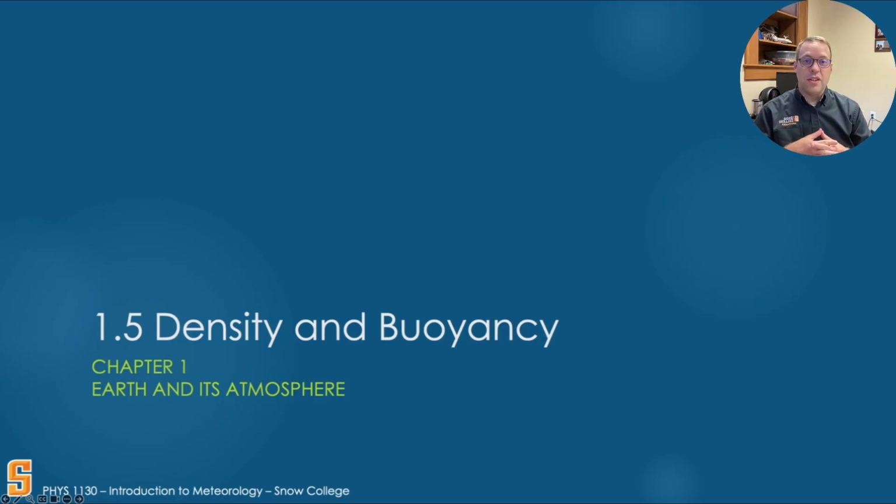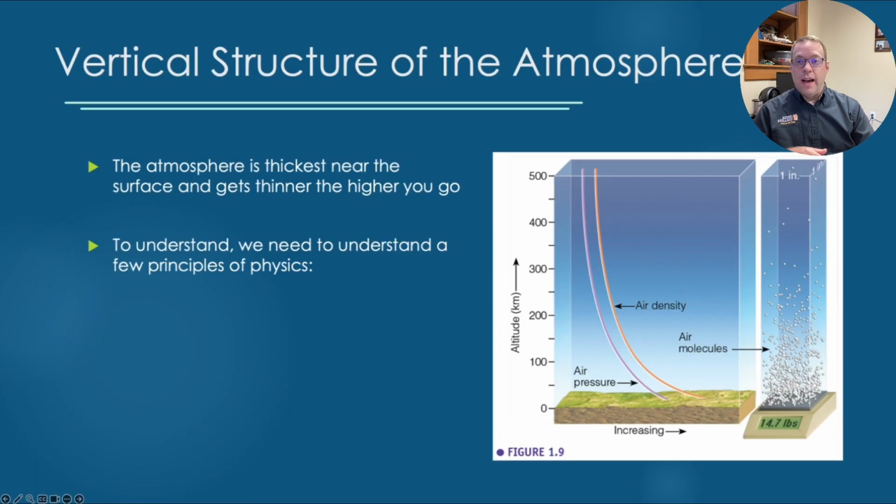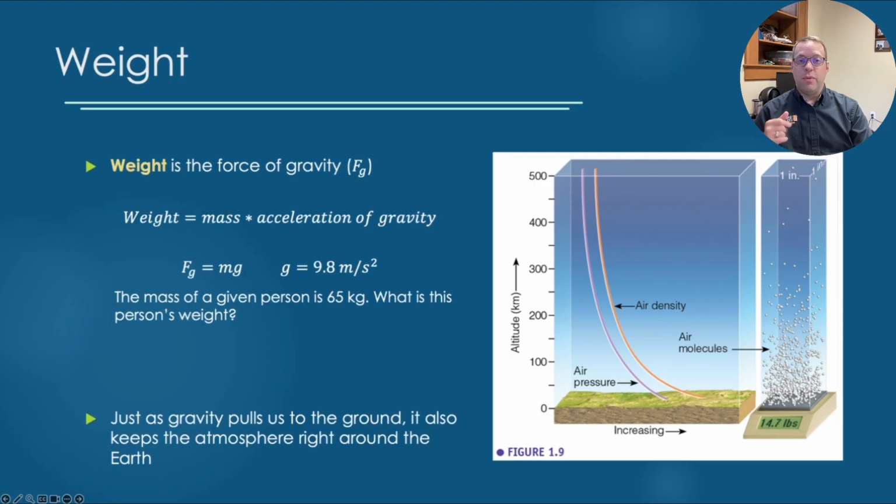So in this video, we're going to talk about density and buoyancy. Now, the atmosphere is thickest near the surface and gets thinner the higher you go. You've probably heard of mountain climbers who have to take oxygen with them because the higher they go, the thinner the atmosphere is. Why is this? Well, to understand, we need to learn a few principles of physics.